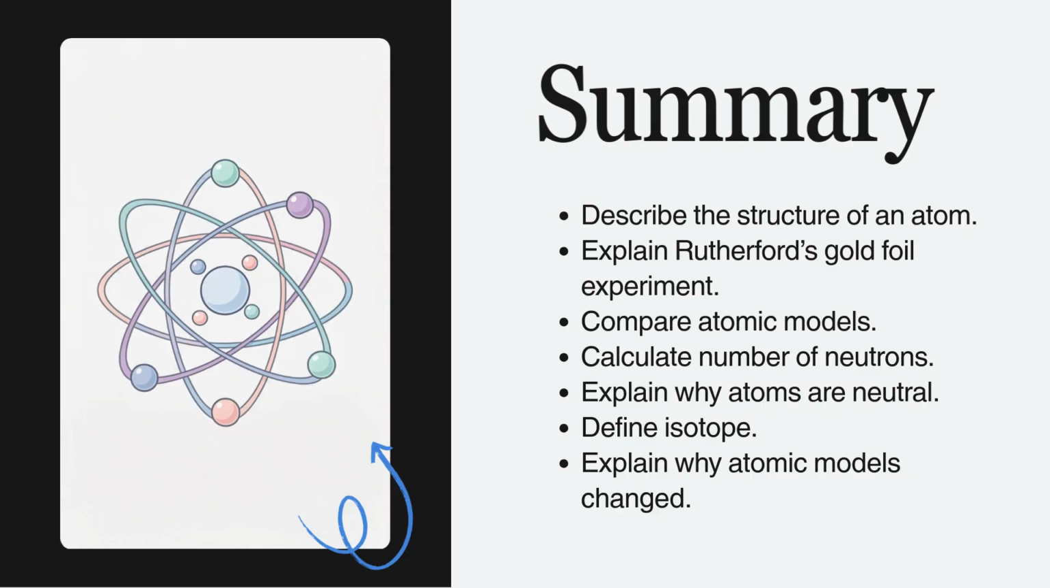They may also ask you to calculate neutrons. Neutrons is mass number minus the atomic number. You could also get asked what an isotope is. An isotope is an atom of the same element with the same number of protons but a different number of neutrons. Finally, examiners often ask why models change. The key phrase is new experimental evidence led to new models. If you remember the evidence behind each model, you will secure those marks.